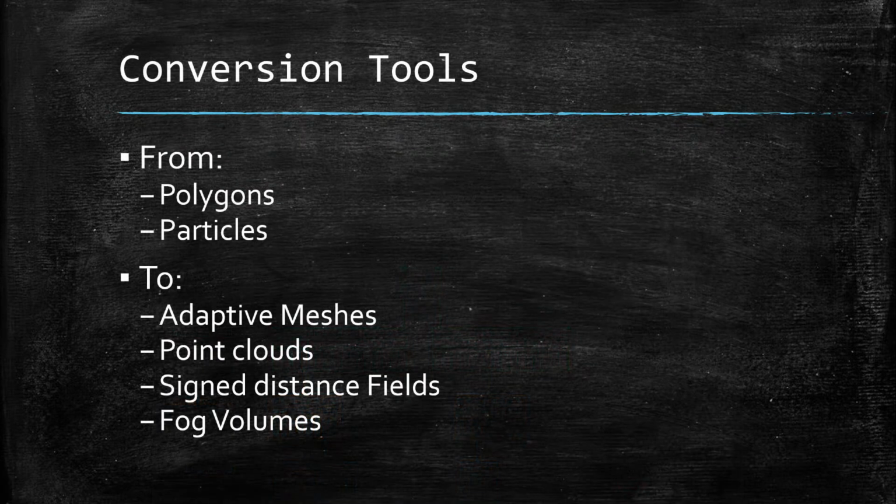Now, VDBs are really good for converting from polygons and particles, as we showed before, and you convert them to adaptive meshes, which means you could convert polygons to polygons. Okay, fine.